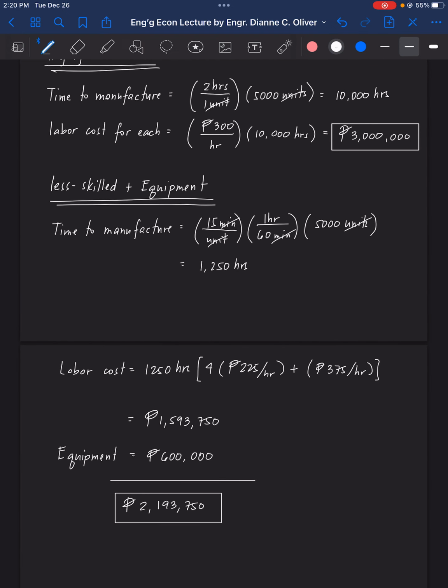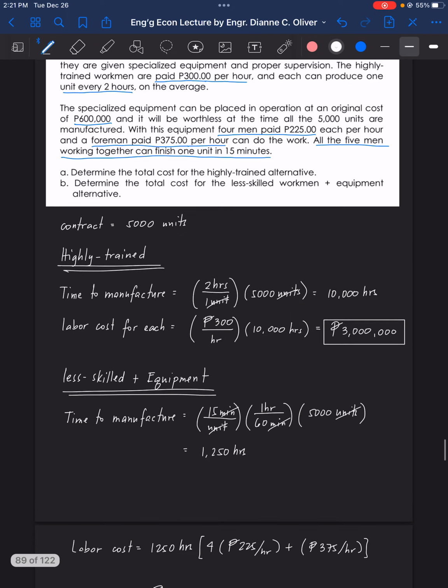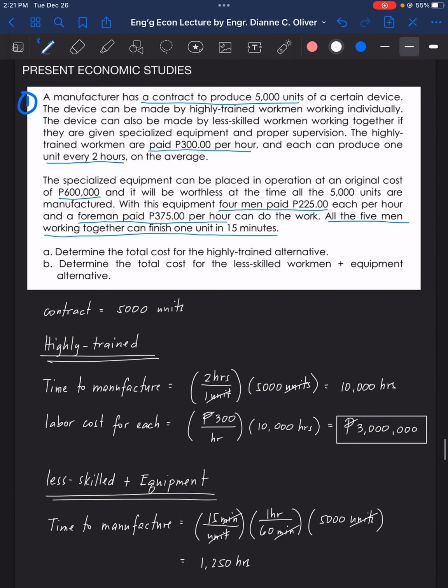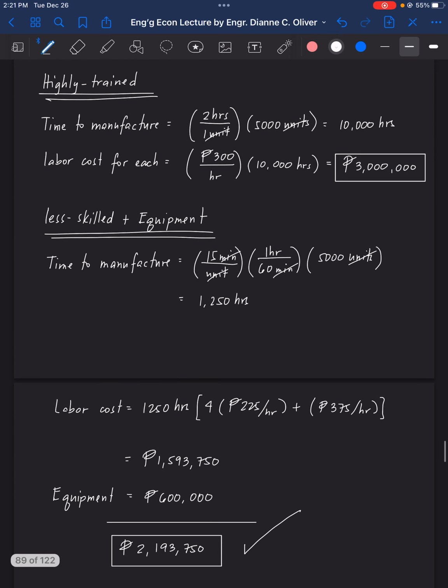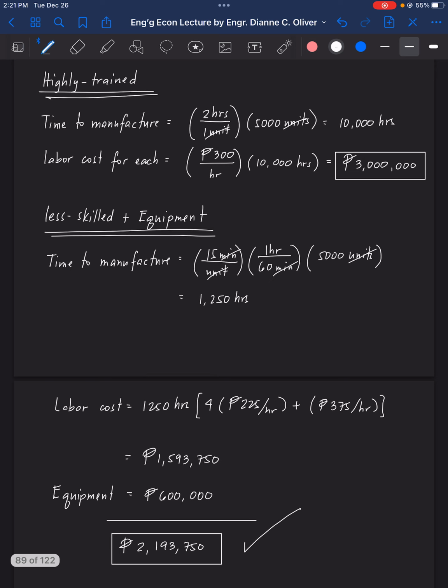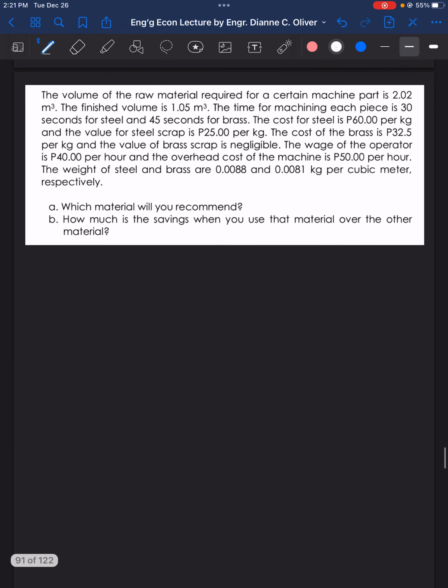So which between these two alternatives is more economical? So of course this one here, the less skilled plus the equipment. So this is our problem number 1. Let's go to problem number 2.